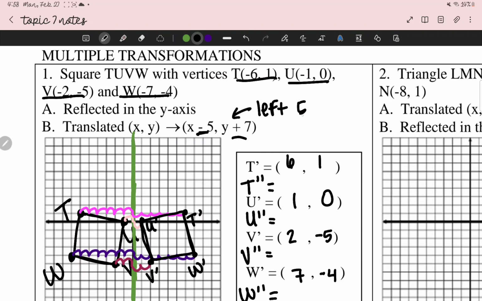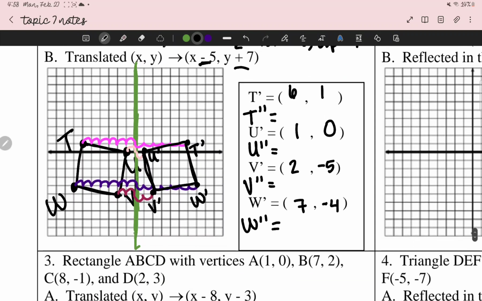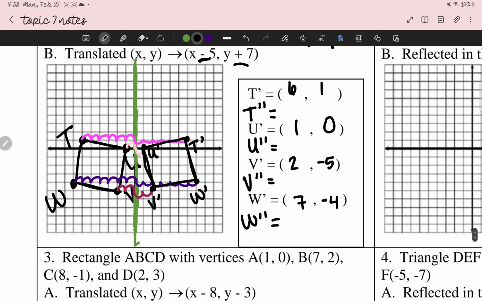Left 5, because that's with our x value. Left 5 and up 7 units. Okay, so we're going to go ahead and do that. So I'm going to actually just erase my next one. You can cross it out, whatever you need to do. I just don't want you guys to be super confused over this because we're not doing this anymore. So I'm going to take that off.